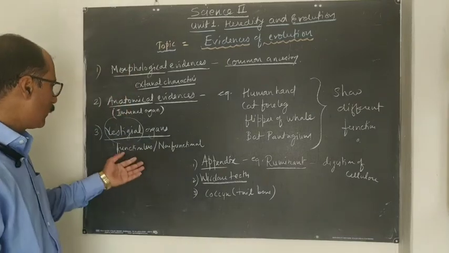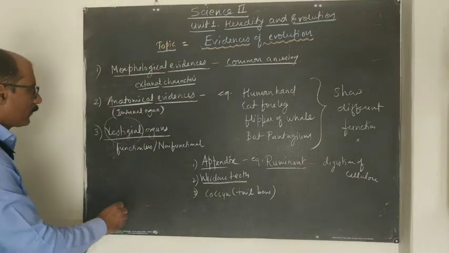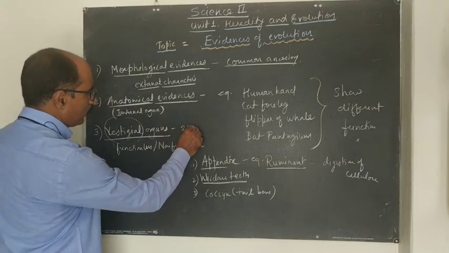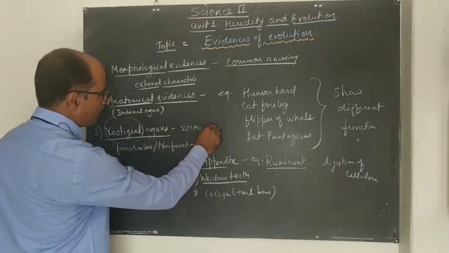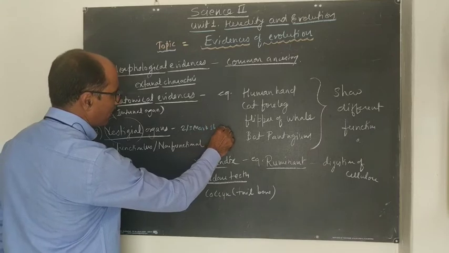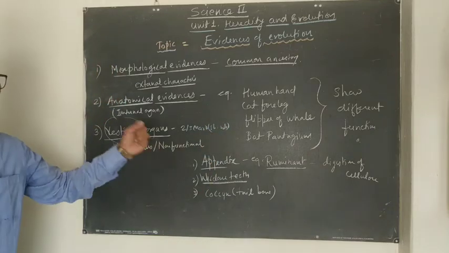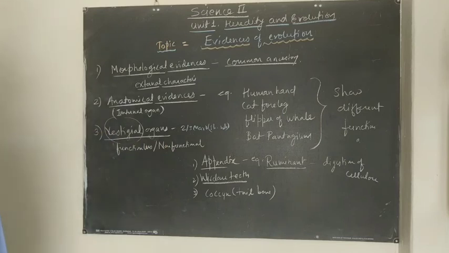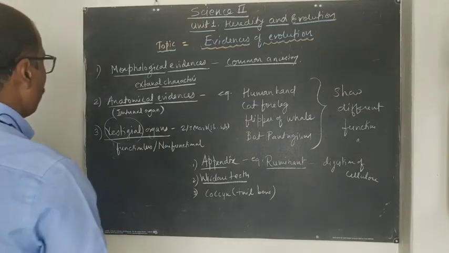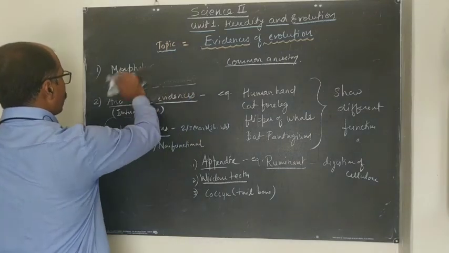So this is the right topic for a 2 to 3 mark short note. It might be asked in the examination as a short note for 2 to 3 marks. This is very important, with the examples. Number 4 topic is about paleontological evidences.